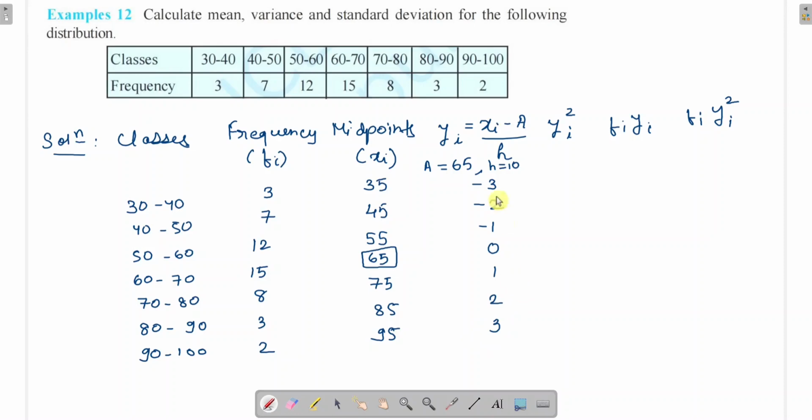Then yi square, so the square of the yi values. Minus 3 square is 9, minus 2 square is 4, minus 1 square is 1, 0 square is 0, 1 square is 1, 2 square is 4, 3 square is 9.